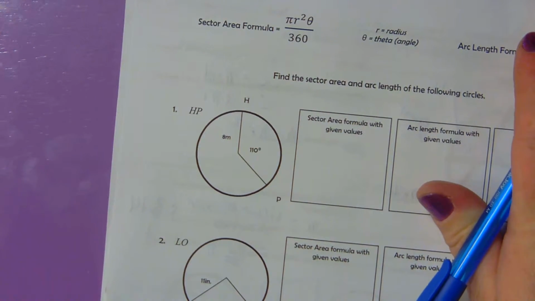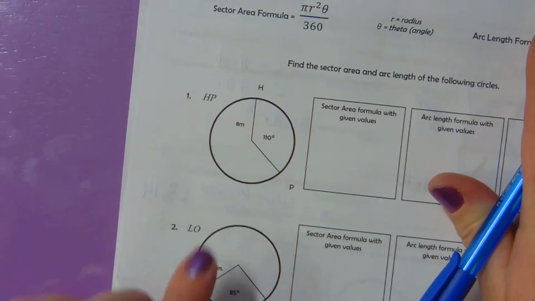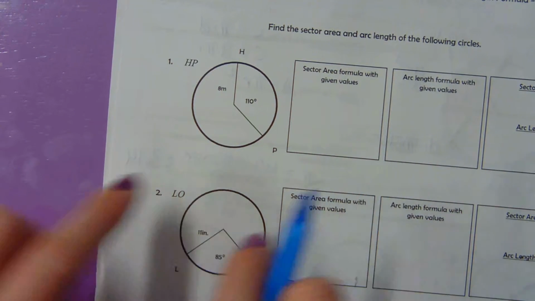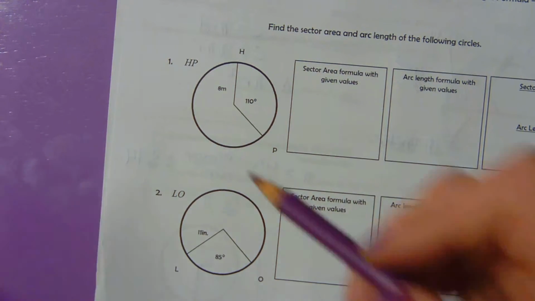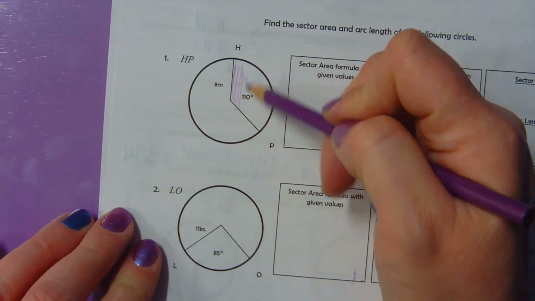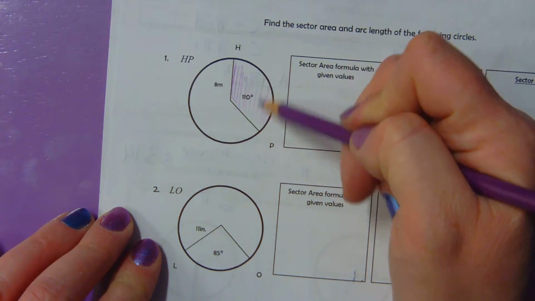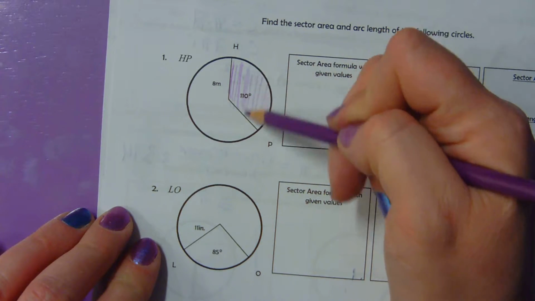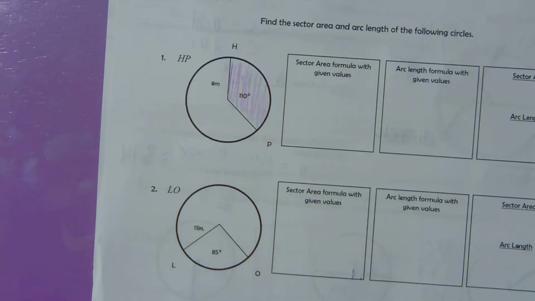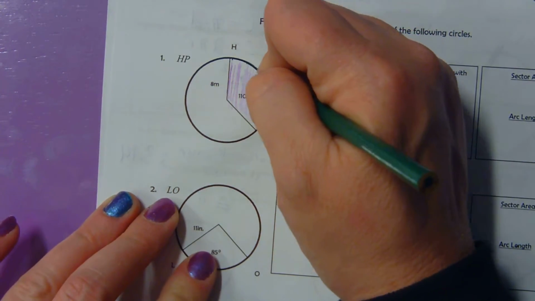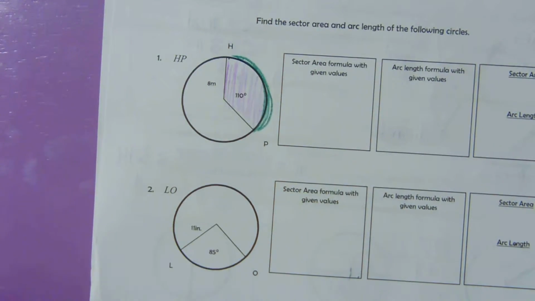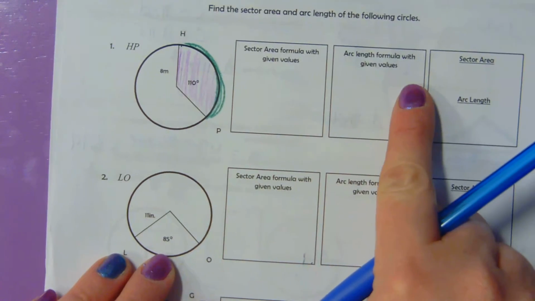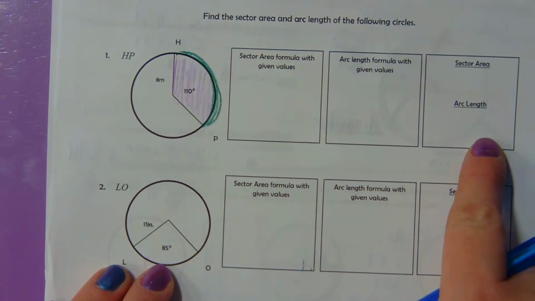So number 1, here's your picture. And so we're going to stick to our colors. My sector is this part here. See, they give you that degree in there. They give you this 110. That's your theta. And then I have to find the arc length, which is also right here. All right, so I'm going to show my work, and then my answers go there.